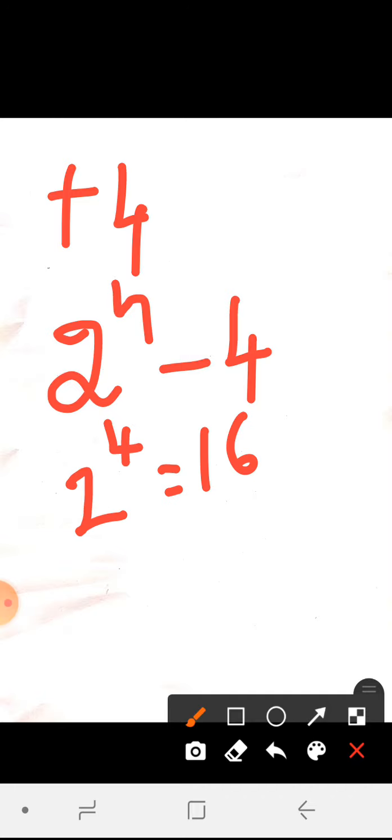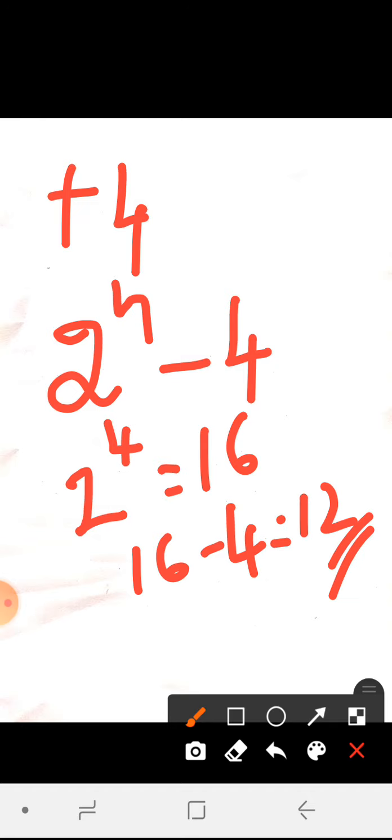Or else what you can do is, the given number is plus 4. You just subtract this number from 2 power n, nothing but 2 power n minus 4. So 2 power n, again it is a 4-bit number we have taken. So it will be 2 power 4 is equal to 16. 16 minus 4 is equal to 12. I will just confirm it once again. So plus 4 you have taken as 0 1 0 0.